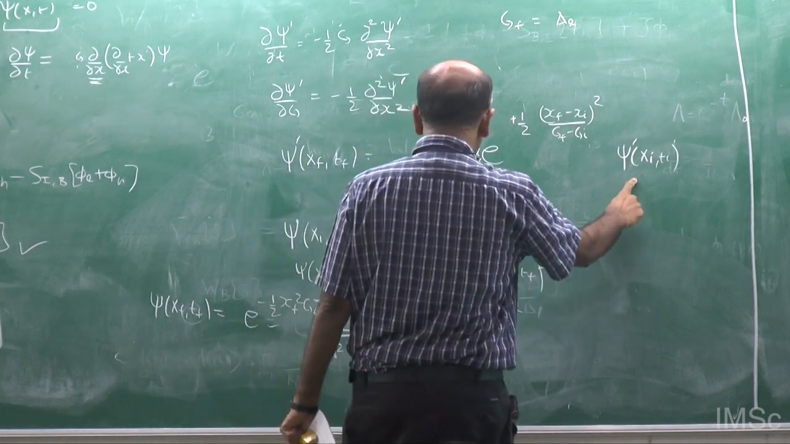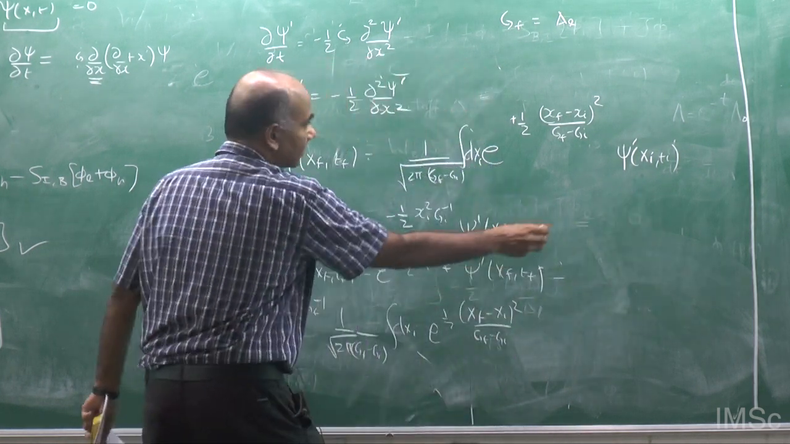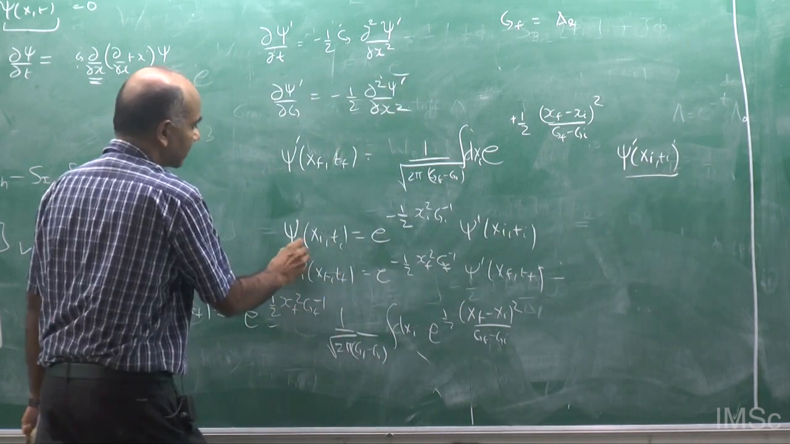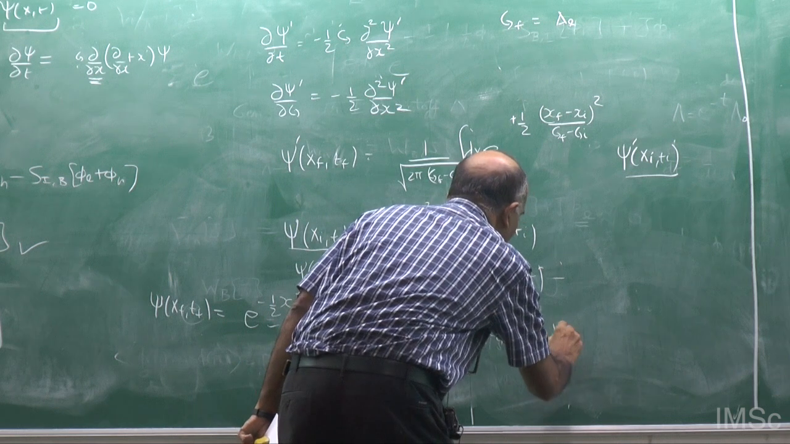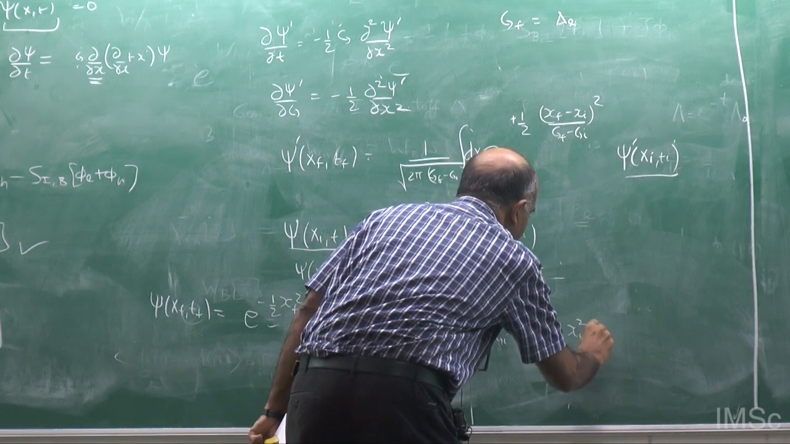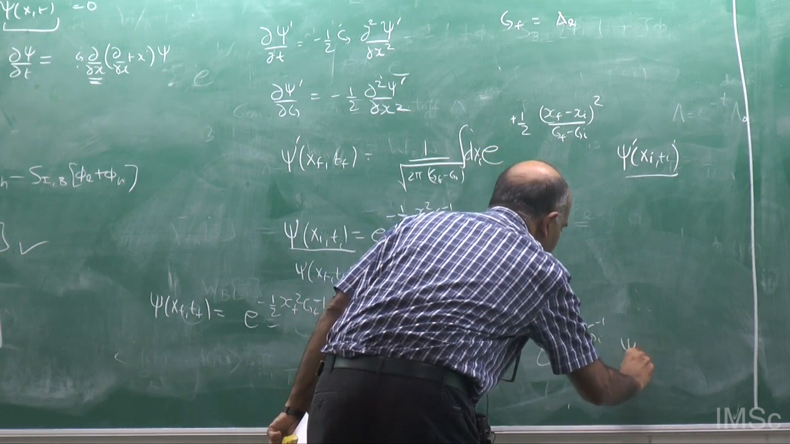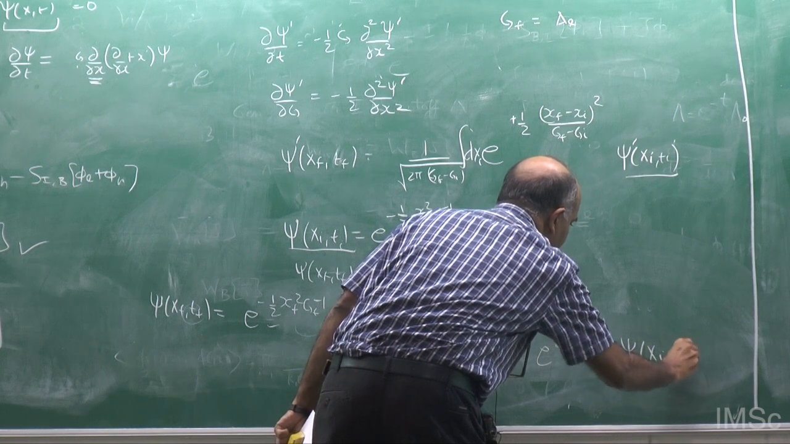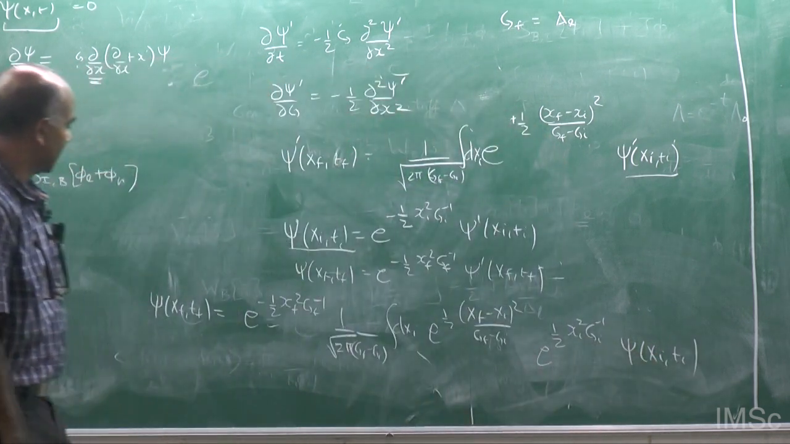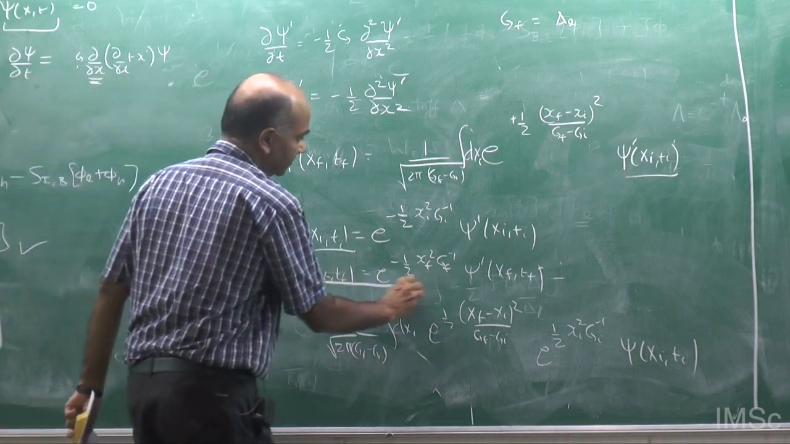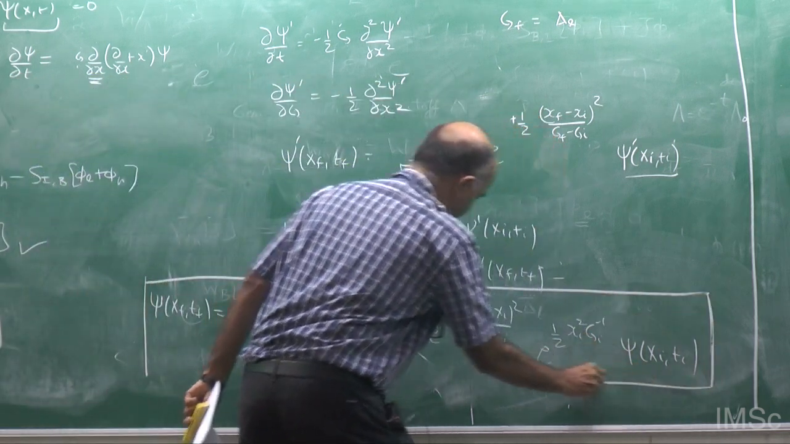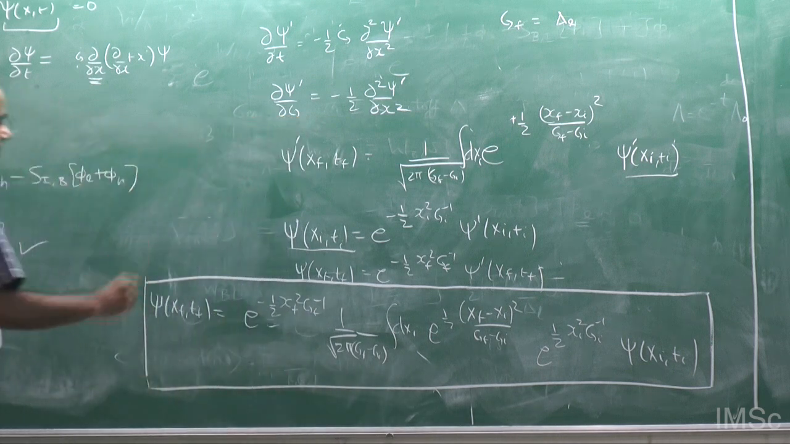And then psi prime, I will write it psi prime here. I will express it in terms of psi by bringing this to that side and write this as e to the power of half. So now I have an evolution equation for psi, the full psi, starting from the Polchinski's equation for the interacting part.